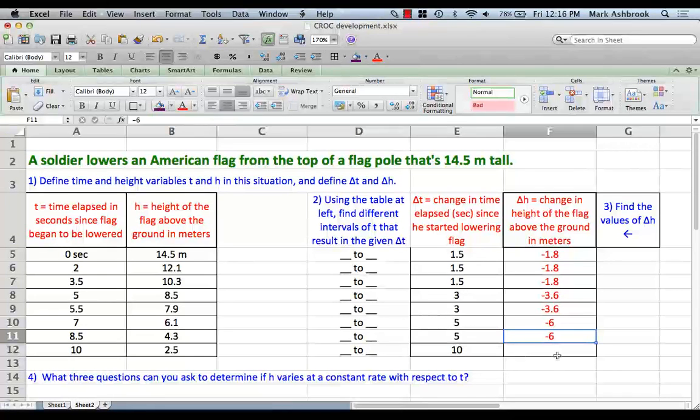Okay, easiest one. Change of 10 from 0 to 10. What's the total change in h? Negative 12. Questions on this part so far? Just changes, just understanding intervals and changes.